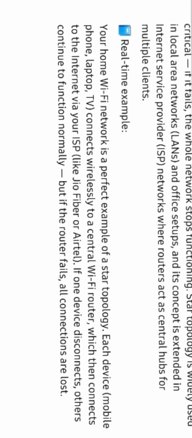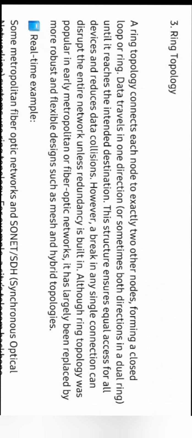But if the router stops working, the whole network loses connectivity. Now let us see about ring topology. In a ring topology, every node is connected to exactly two other nodes, forming a complete loop or ring. Data moves in one direction around this loop, or in both directions if it is a dual ring system.